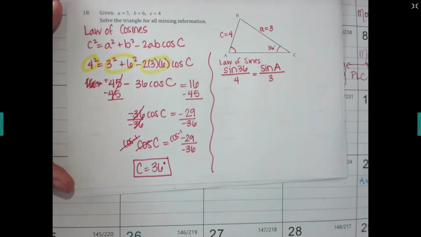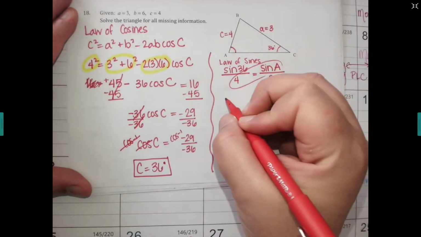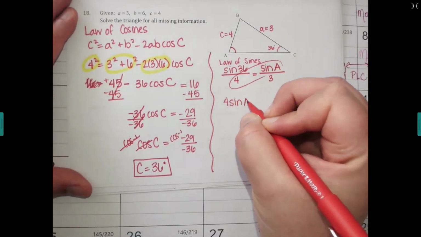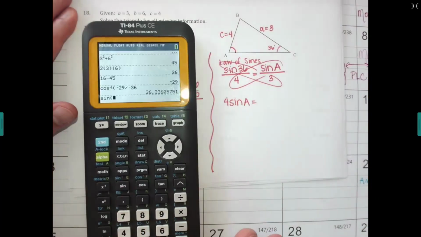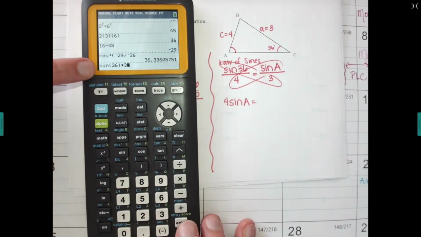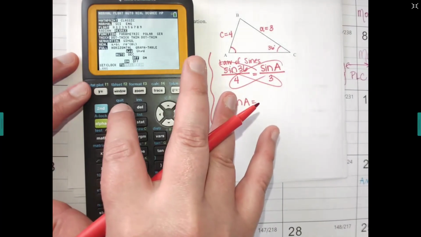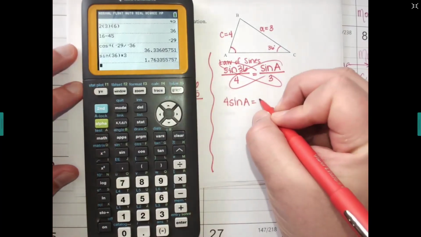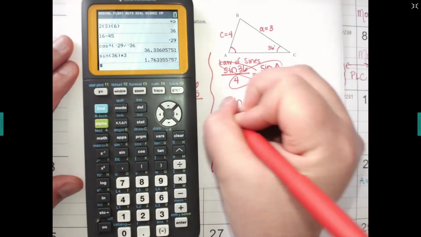Okay, then from there, you're just going to cross multiply. So 4 times sine A is just going to stay a 4 sine A. And then sine 36 times 3, I'm just typing that in right here. Also, when you type that in, make sure you close the 36 before you put the times 3. Do y'all have your reason? Okay, then make sure you're in the right mode. I got 1.763. Next step, I'm going to divide that 4 out of the way.